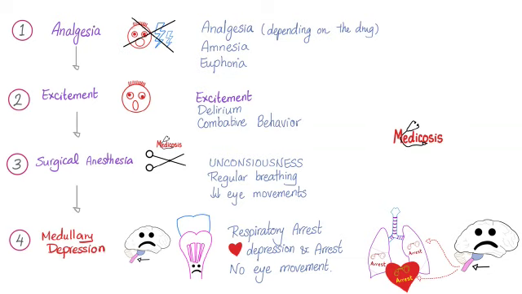Analgesia, describe it. Analgesia, of course, depends on the drug. There is amnesia and there is euphoria. And then you get excited to the point of being delirious. And you can even get angry and anxious and violent. Stage 3 is the sweet spot, surgical anesthesia. You are unconscious, with regular breathing and decreased eye movement. But medullary depression is respiratory arrest, cardiac depression, cardiac arrest, no eye movement.